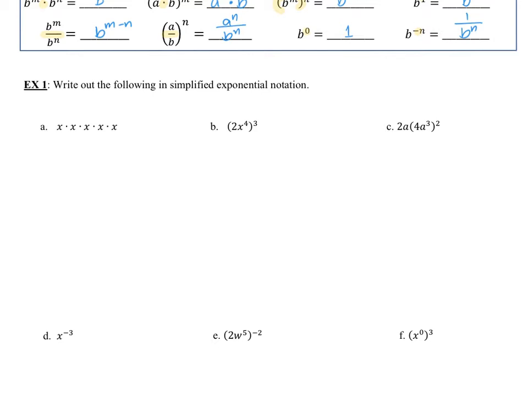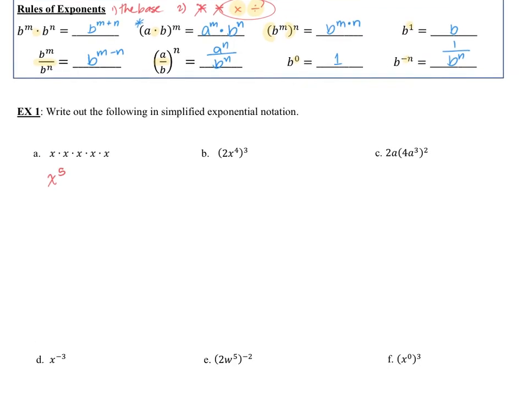Alright, so here we have x times x times x times x times x. How many x's do we have? 1, 2, 3, 4, 5 x's, right? So that's just going to be x how many times? 5 times. So, x to the fifth power. So that's for the first rule. Keep the base, add the exponents. So I kept the base of x, and I added the 1s. So 1, 2, 3, 4, 5. So that was from the first rule of exponents.